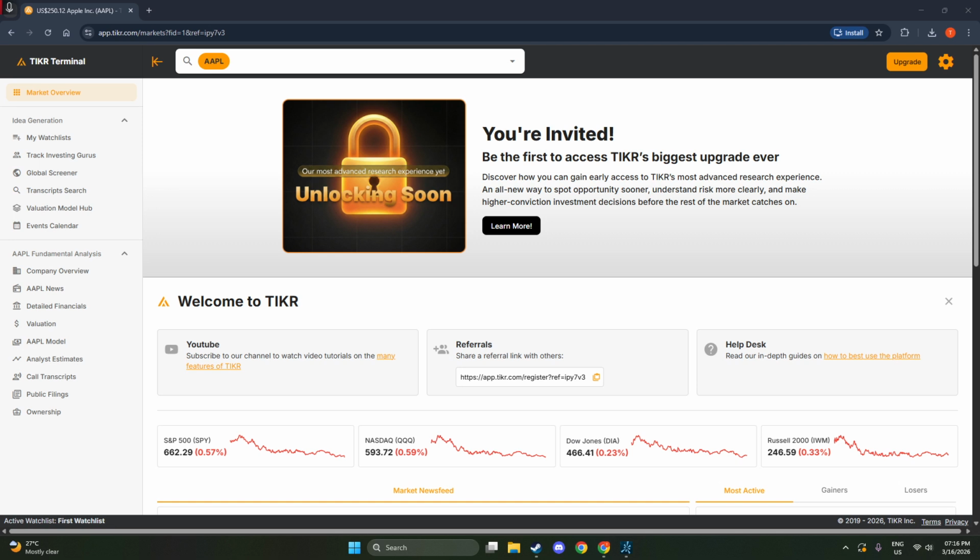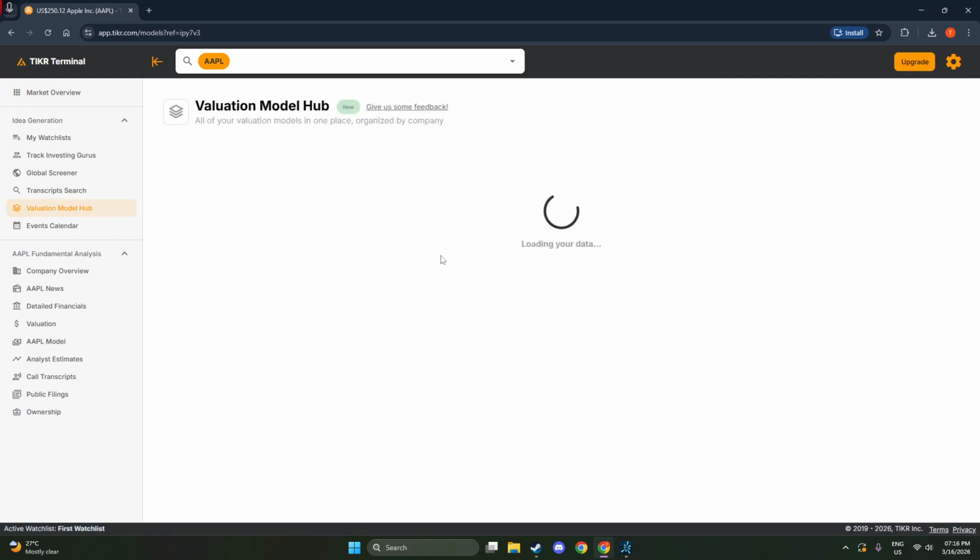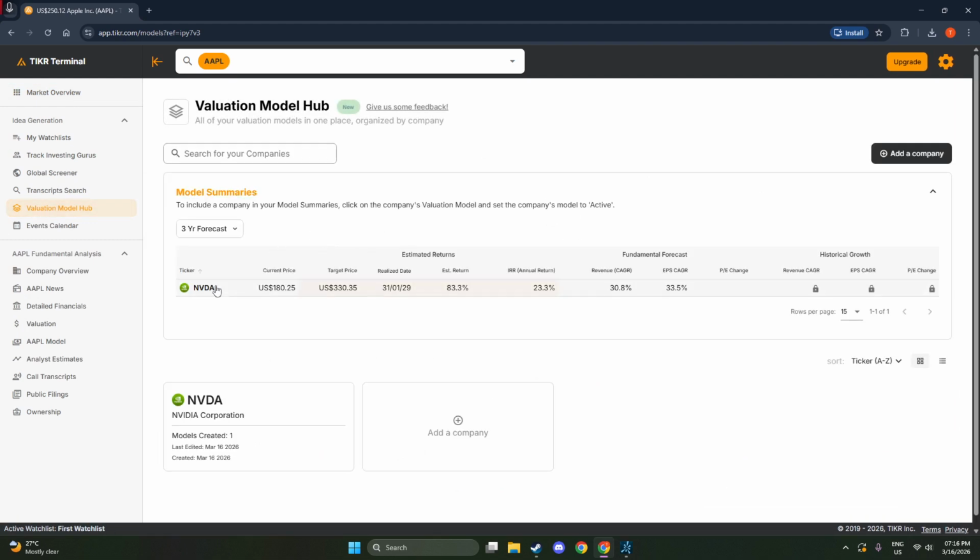First, open the Valuation Model Builder. In TIKR's left navigation, head to Valuation Models and click New Model. This starts you with a fresh canvas designed for forecasts. It keeps your inputs organized and the outputs easy to interpret, so you can focus on your logic rather than wrestling with spreadsheets.